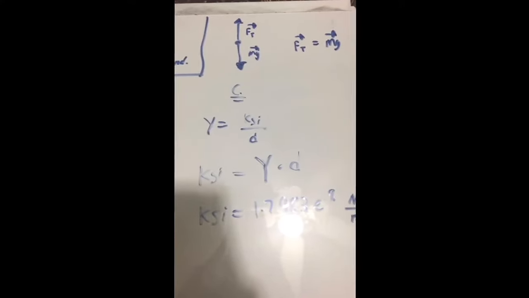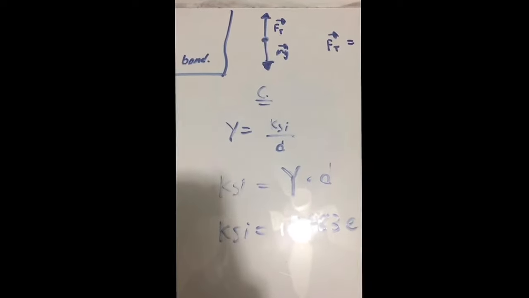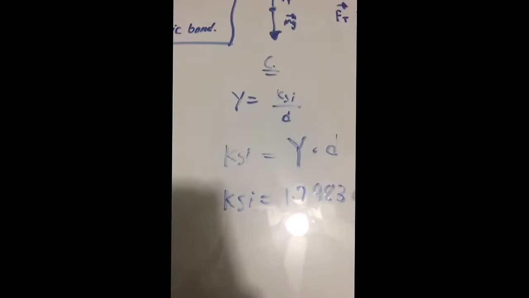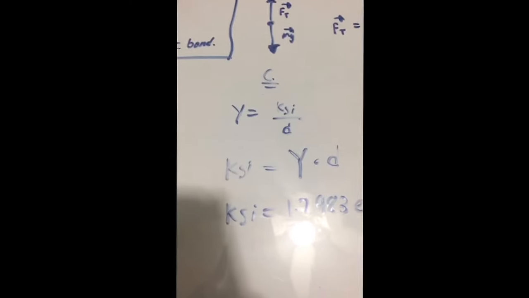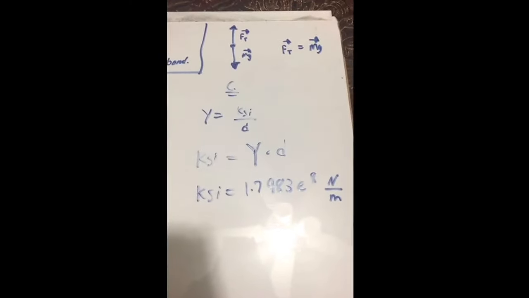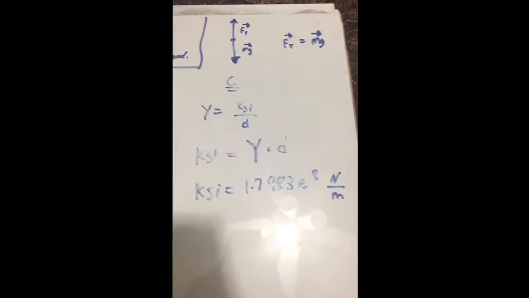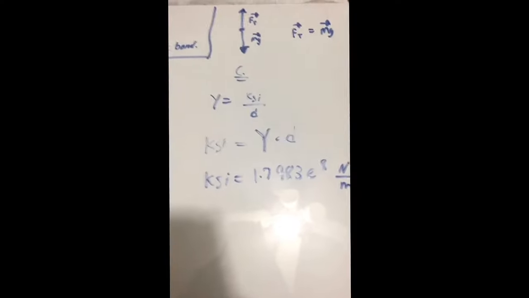Lastly, to find the interatomic bond stiffness, you use the equation Y equals Ksi over d. After you rearrange, you get Ksi equals Y times d. And once again, when you multiply Y times d, your final unit should be newtons over meter.